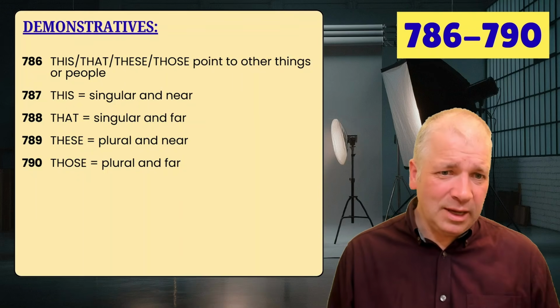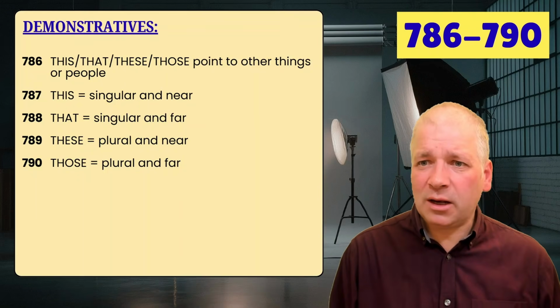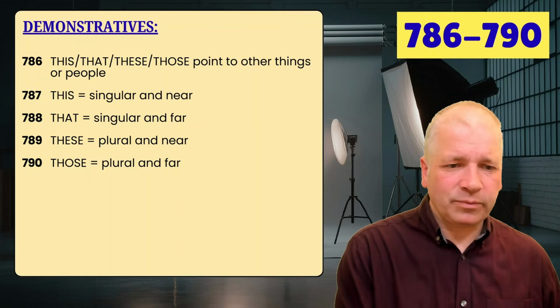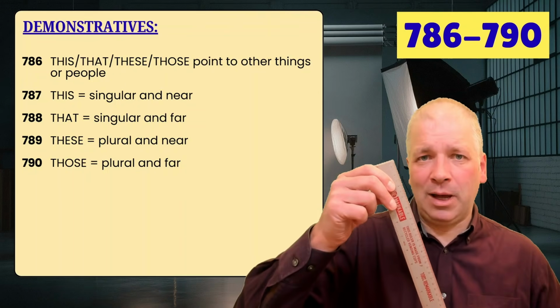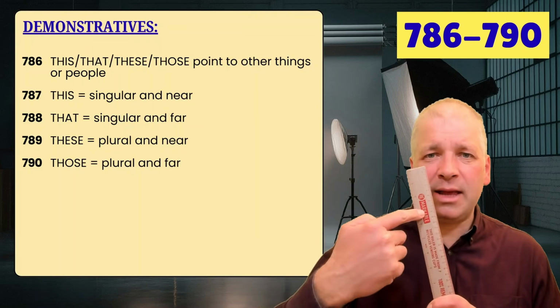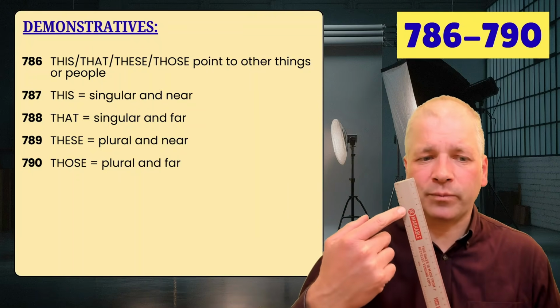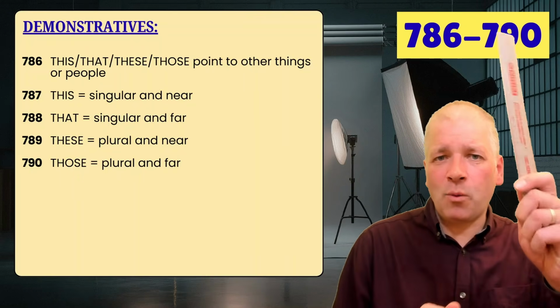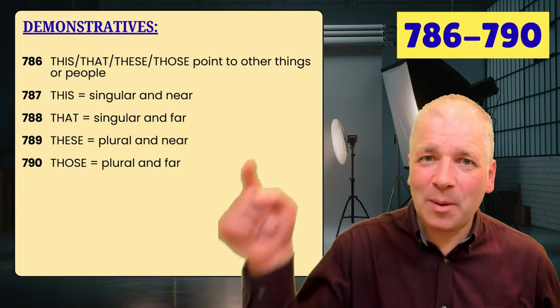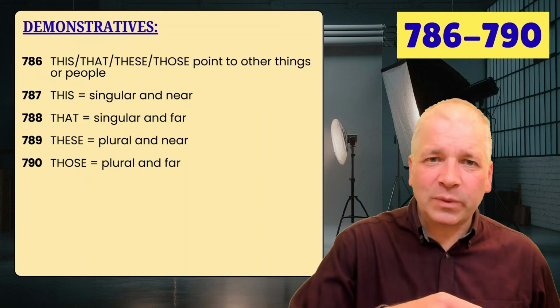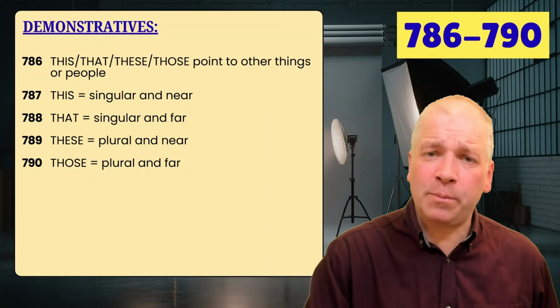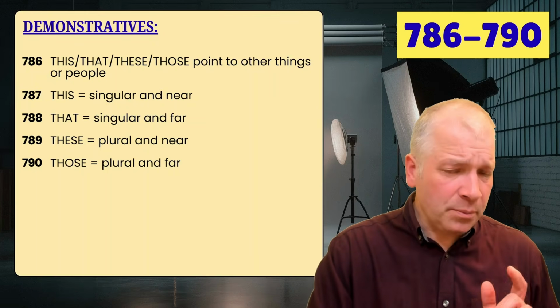This is for things that are singular or near. So here I have a ruler. Look at this ruler. So this means it's near to me and it's only one. But if I put it further away, so I'm putting it on the table and point to it, it's that ruler. It's singular and far. If there were two of them, these, plural and near, and those, plural and far.